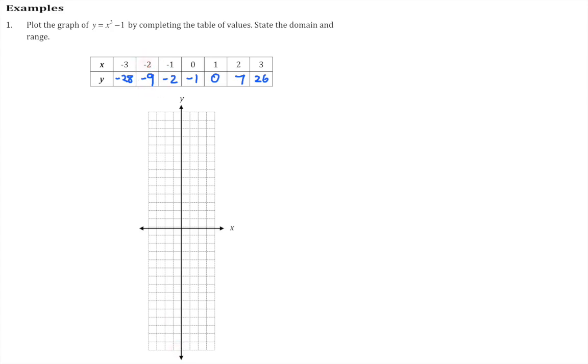Let's go straight to negative 2, negative 9. So go left 2 and down 1, 2, 3, 4, 5, 6, 7, 8, 9. So we'll put a marker there. The next one we're going to look at is negative 1, negative 2. So go left 1, down 2, we'll put a marker. 0, negative 1; 1, 0; 2, 7, so 2 across, 1, 2, 3, 4, 5, 6, 7 up. And 3, 26 will be way off the graph, so I can't fit that. So this is my graph. It goes something like this.